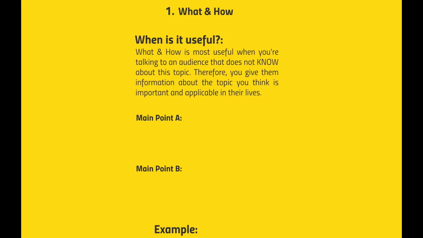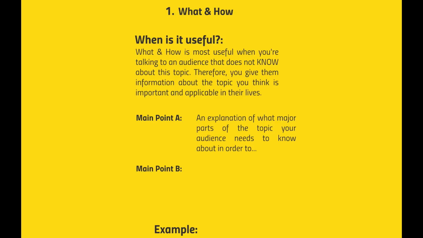All right, so a what and how organization, that means that main point A is what and main point B is how, is useful when you're talking to an audience that does not know enough about this topic, nor do they know how to apply it, okay? So when I think of a good example, the first thing that comes to mind is Christianity, right? We don't really know a whole lot about Christianity or how to actually apply it to our lives. So main point A might be talking about the major parts of Christianity, or what your audience needs to do in order to then apply it in their life. And that's that logical, linear type of relationship I want your main point A and main point B to have.